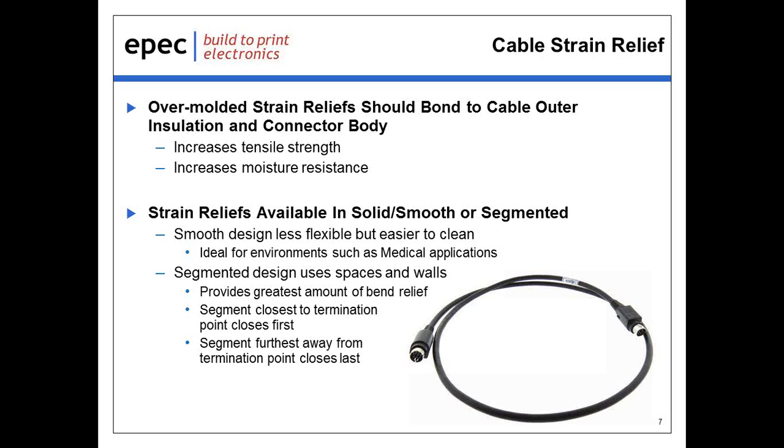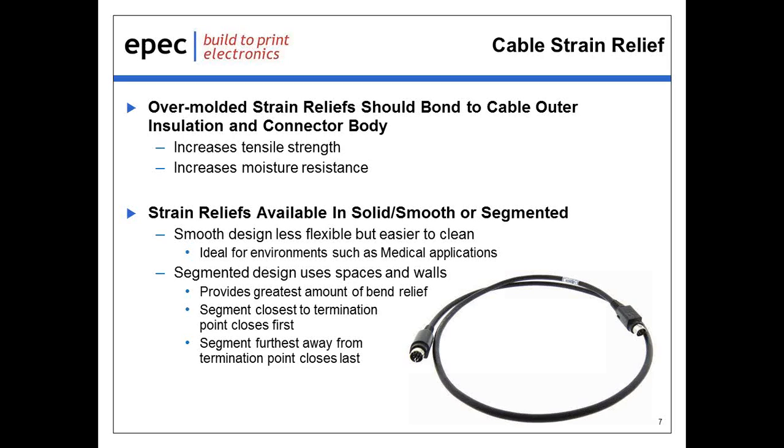An overmolded strain relief can be designed as either a smooth construction or as a segmented or ribbed construction. Smooth designs are less flexible than a rib design, but are much easier to clean, which is a major advantage in environments such as the medical field, where dirt or germs are a major concern.